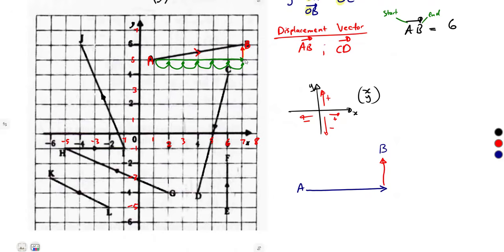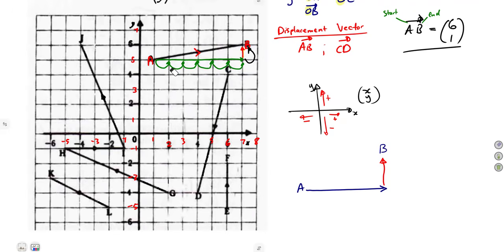Then how many units in the Y-axis? From this point, going to B, how many units going up? 1 unit, 1 box, which is 1 unit. As you can see, each box is 1 unit. So in the Y-axis, we moved 1 unit. So that's our vector AB. That's the indication of the vector AB. So you indicate an arrow like that on top of AB. Vector AB.